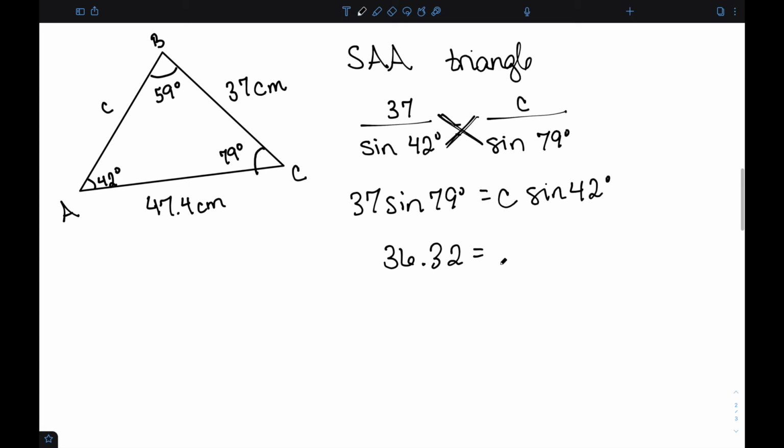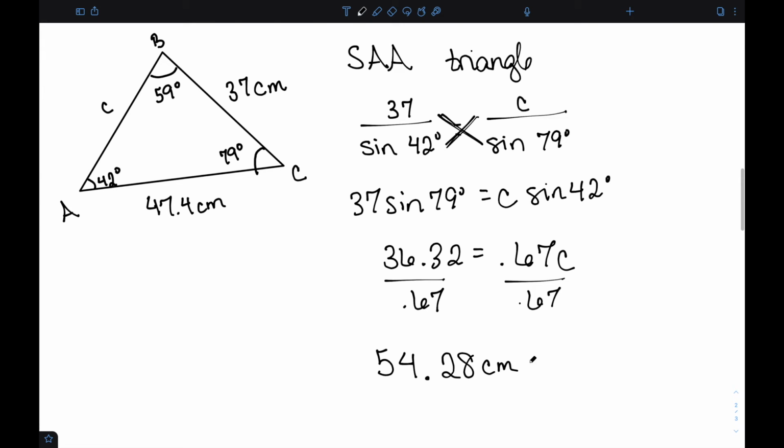Sine of 42 degrees is 0.67. So we have 0.67c. And then we can divide both sides by 0.67 to get that side length c is 54.28 centimeters. So we've now solved this triangle since we have all three angles and all three of my sides.